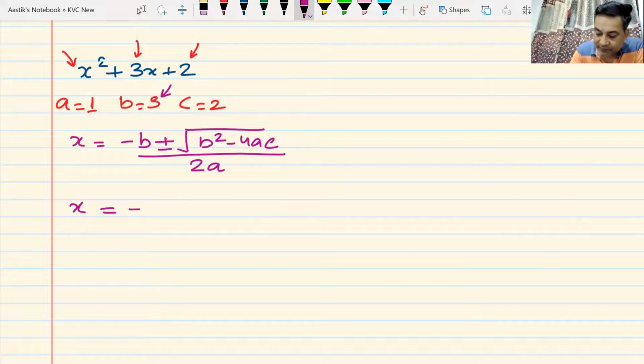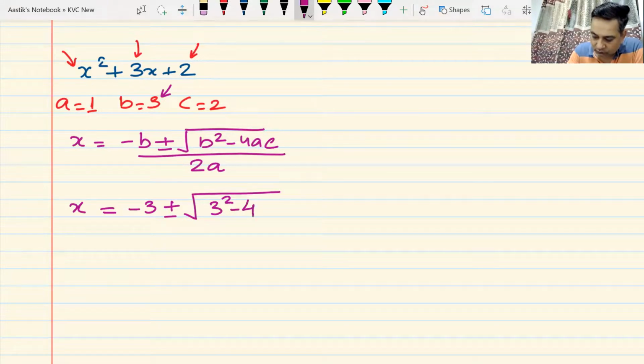So minus b becomes minus 3, right? Minus 3 plus or minus the square root of 3 squared minus 4 into 1 into 2, divided by 2 into 1. That is correct.